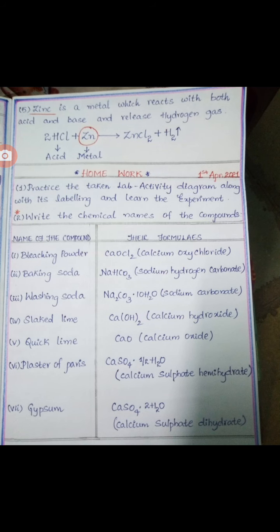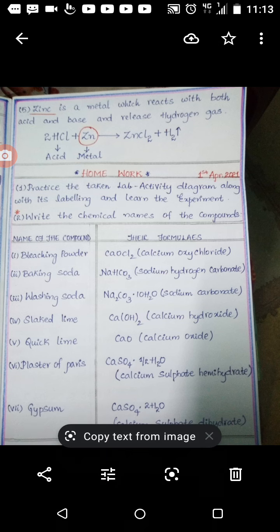Now move on to the fifth and the last bit students, that is dash is a metal which reacts with both acid and base and releases hydrogen gas. Now students, dash is a metal which reacts with both the acid as well as a base. So what is released here students? Hydrogen gas is released. For example, hydrochloric acid is taken here. When it reacts with the metal zinc, it gives rise to zinc chloride along with the liberation of hydrogen gas. Now similarly, when zinc reacts with the base, hydrogen gas is released.